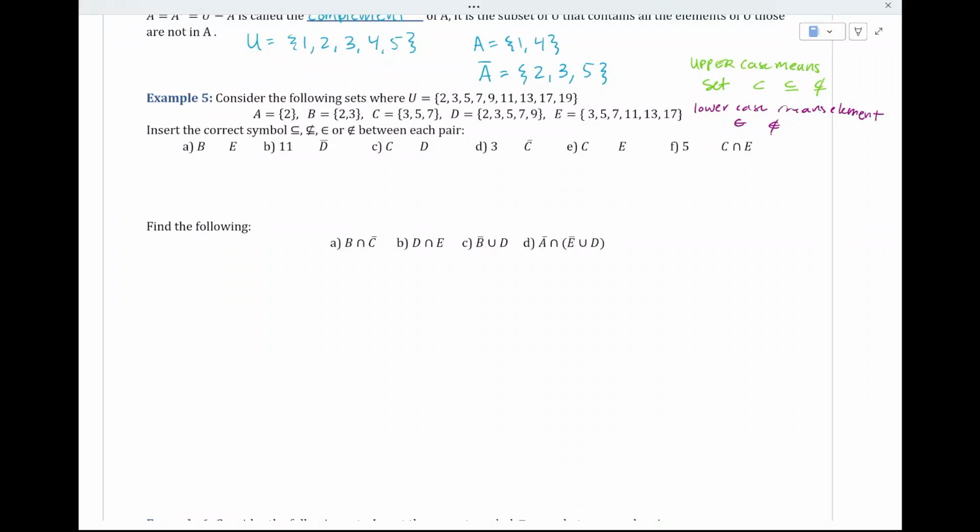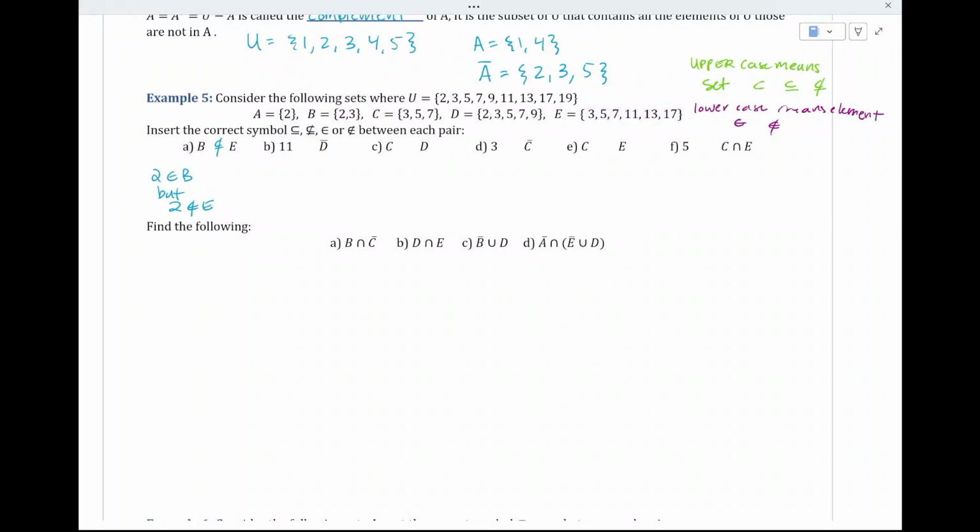Okay, so in part A, so here we are with part A, I have B and E. B and E are both capital letters, so I'm going to use one of my subset symbols. Is B a subset of E or is it not a subset of E? So I'm looking at B and I'm looking at E, and I'm seeing B contains 2 and 3, and E is 3, 5, 7, etc. So it looks like 2 is an element of B, but 2 is not an element of E. So B is not a subset of E because B contains an element that's not in E.